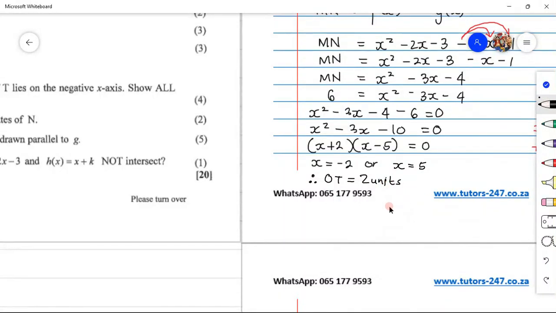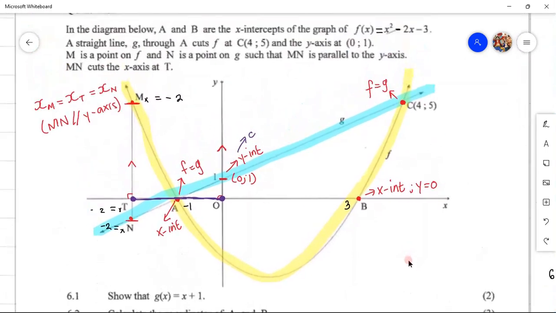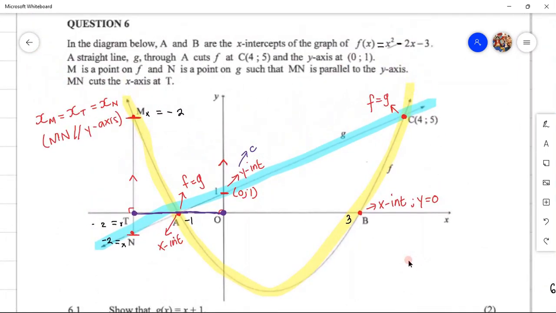Okay, now that is our question 6.4.1. Now let's move on to question 6.4.2. Our question 6.4.2, hence write down the coordinates of n. So we know that if we want to find the coordinates of n, we already have the x coordinate of n, which is negative 2. So all we now need to do is find the y coordinate of n.